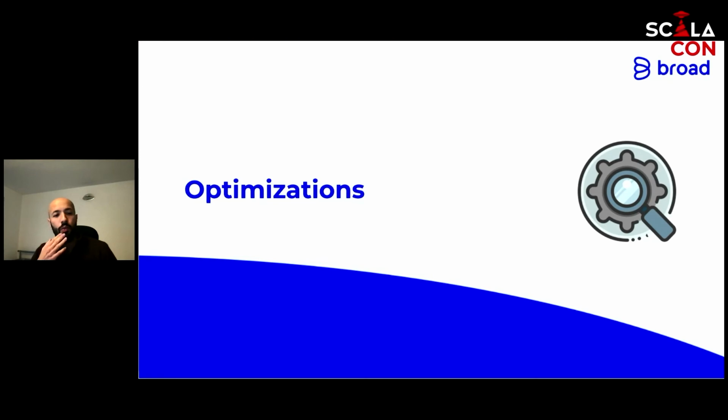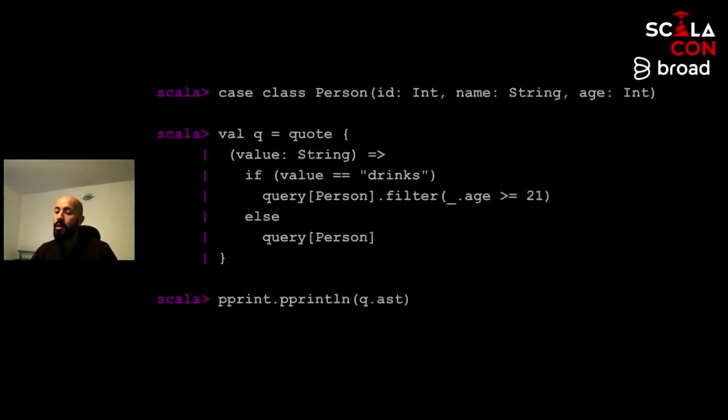So what if we try to apply this concept of beta reduction, where we are replacing part of the code with something else, or as I said before, we skip part of the code because we know that's not that useful in that very moment? So if you look at this code right here, we have a quote that's a function that, given a string that's drinks or not, will filter out people that have an age that's inferior to 21. Otherwise, we will bring all the people in our query.